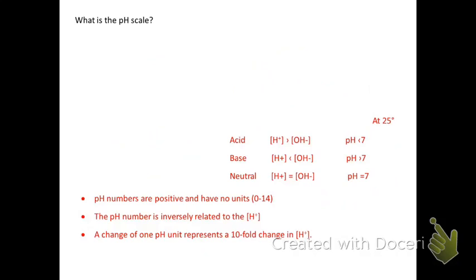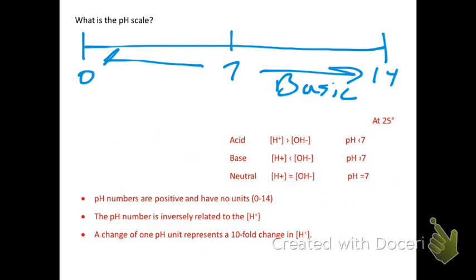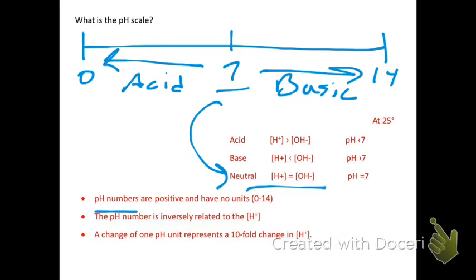Alright, so back to our scale again. Rewrite this out. 0 and 14. 7 in the middle. Everything above 7 is basic. Everything below 7 is acidic. At a pH of 7, it is neutral because we have an equal number of H pluses and OH minuses. Okay? Essentially, you have water, or pure water.